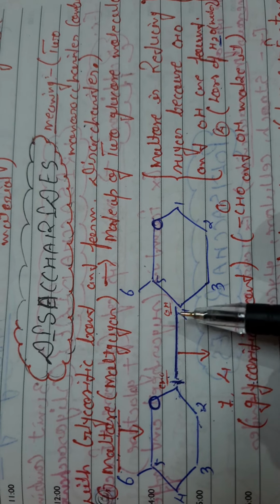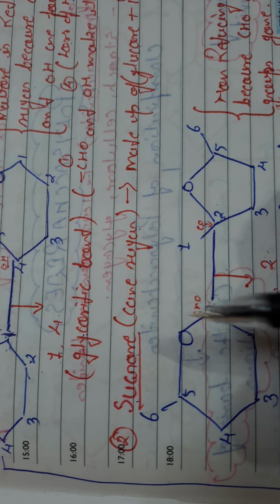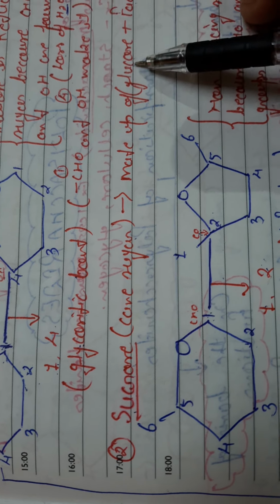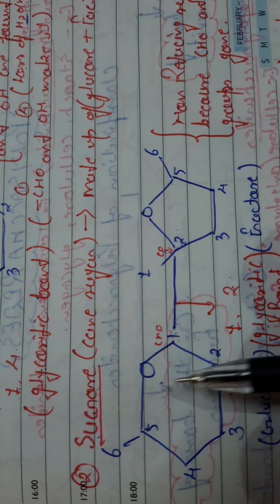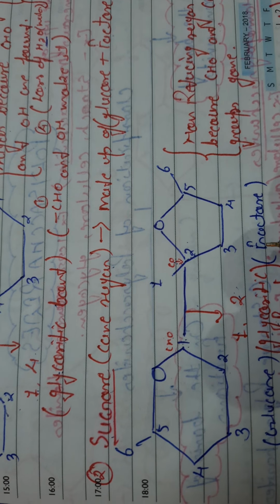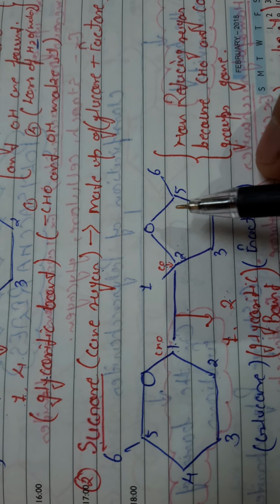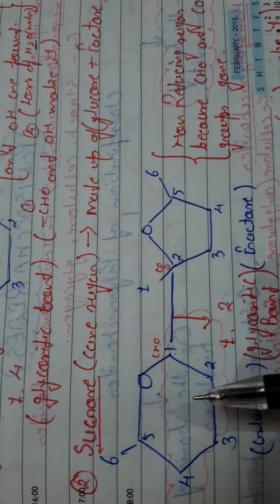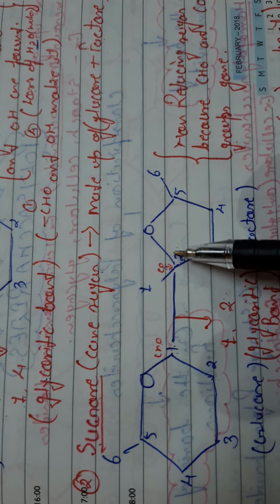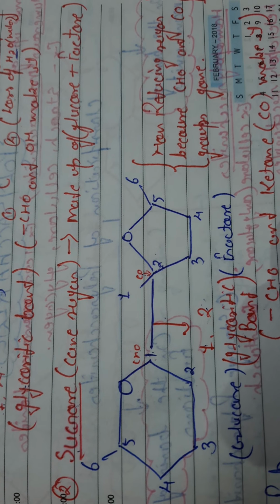Now, another example, sucrose. Sucrose is also known as cane sugar. It is made up of one glucose molecule and one fructose molecule. This is the glucose molecule, 6 carbons, and this is the fructose molecule, 5 carbons. Whenever the bonding takes place between the first carbon of the glucose molecule and the second carbon of the fructose molecule, this bond is known as a glycosidic bond.